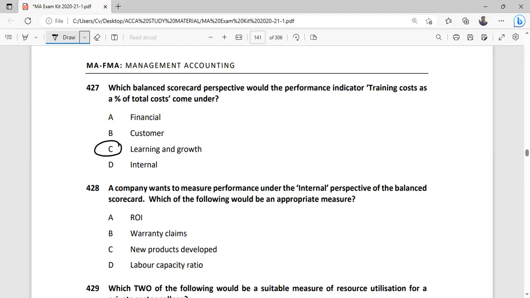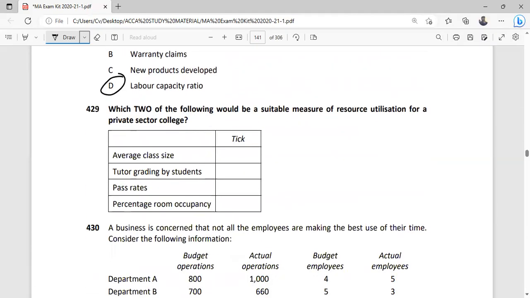A company wants to measure performance under internal perspective of the balanced scorecard. Which of the following would be appropriate measure? We are talking about internal perspective. And the internal perspective is not ROI, it is financial. Warranty claims is a customer perspective. New product is internal and innovation and learning perspective. And labor capacity ratio is internal perspective because it is relevant with the internal efficiency.